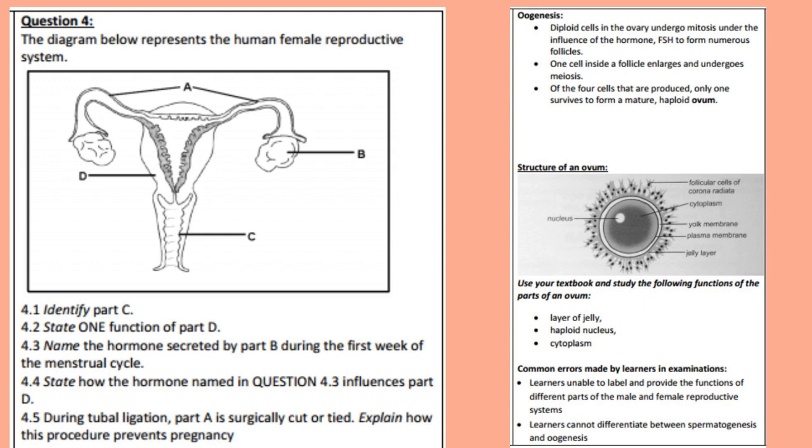Question 4. The diagram below represents the human female reproductive system. 4.1 Identify part C. 4.2 State one function of part D. 4.3 Name the hormone secreted by part B during the first week of the menstrual cycle. 4.4 State how the hormone named in question 4.3 influences part D. 4.5 During tubal ligation, part A is surgically cut or tied. Explain how this procedure prevents pregnancy.